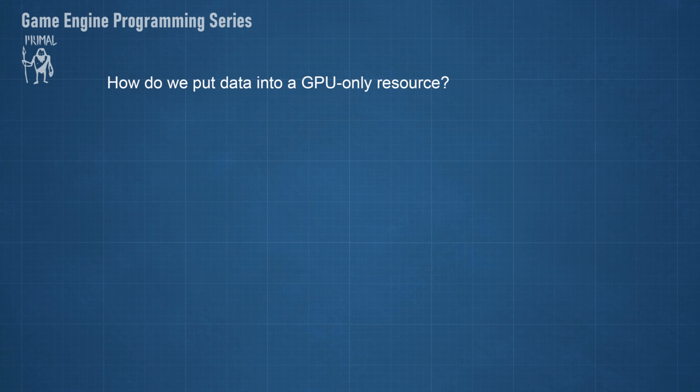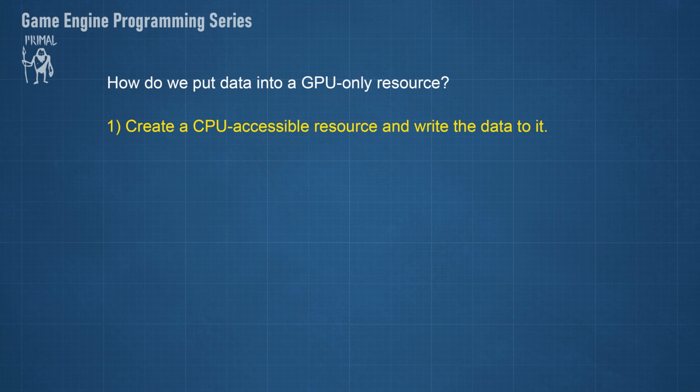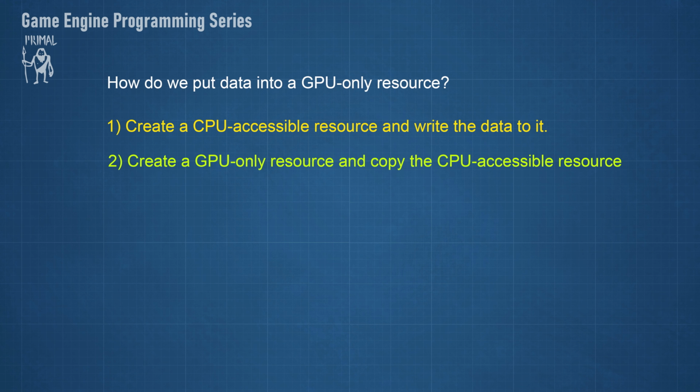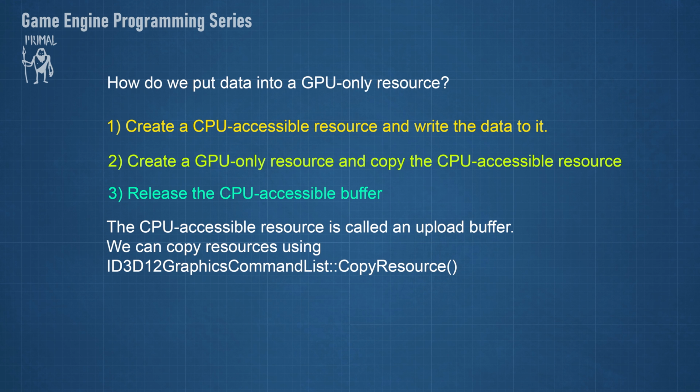But wait, if the GPU-only resources can only be accessed by the GPU, how do we initialize them with any data to begin with? Well, we need to do it in three steps. First, we create a CPU-accessible resource and write the data to it. Then we create a GPU-only resource and use a command to copy the contents of the first resource into the new one. Finally, we release the first buffer. The CPU-accessible buffer is called the upload buffer because it's used to upload data to the GPU.